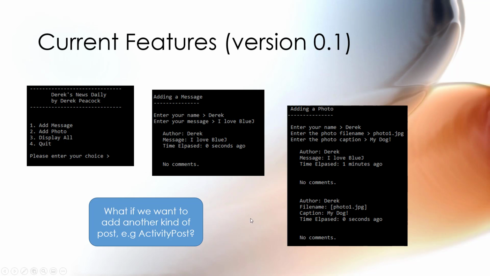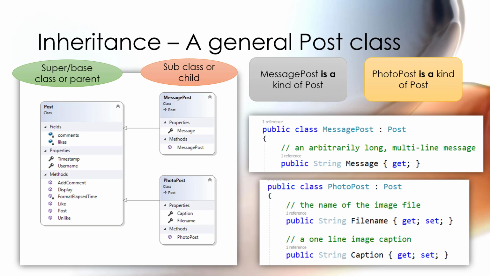So we've got two kinds of posts, but we can easily see there could be other kinds of posts we might want to add in future. So what we're going to use to get around all these problems is inheritance. We're going to separate out everything the message post and the photo post have in common in a class called post. A message post is a kind of post. A photo post is a kind of post.